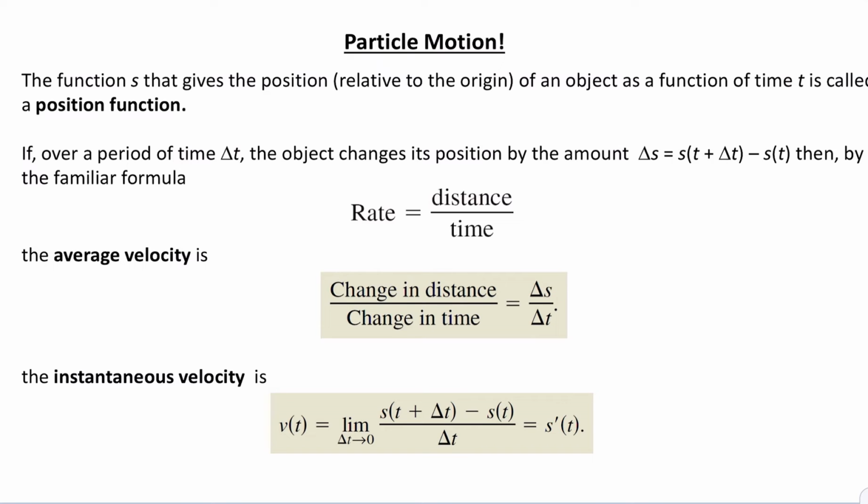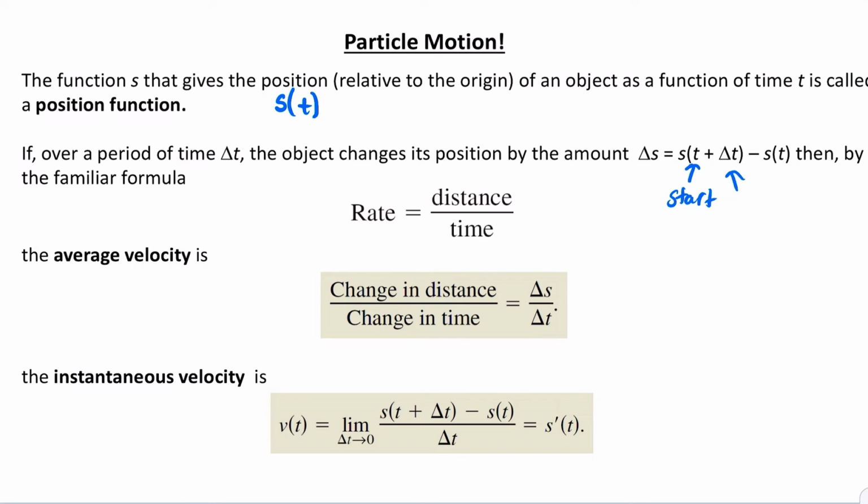So I have a function s that gives the position. Our position function is typically, we're going to call s of t, of an object is called the position function. Okay, so s of t. Over a period of time t, the object changes its position by the change in time. So my starting point plus some change in time, so 3 seconds later, minus where I started.